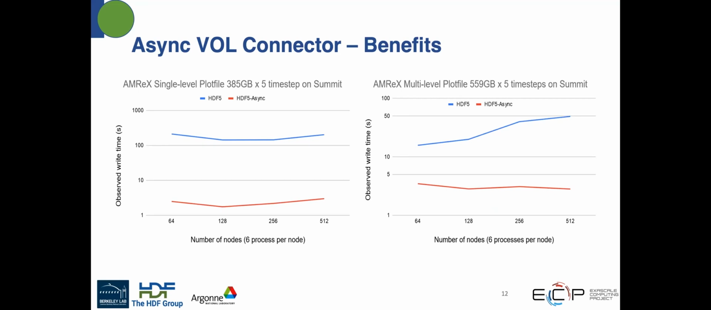So we verified the performance with a couple of benchmarks that are in the AMReX application and the AMReX framework. If we do normal baseline HDF5, it takes about 100 seconds to 200 to 300 seconds. But if we hide all of it, pretty much only one time step time is observed. And similarly, this is for single-level AMR and multi-level AMR plot files, and the 5 time step examples. Depending on the number of nodes, it scales pretty well.